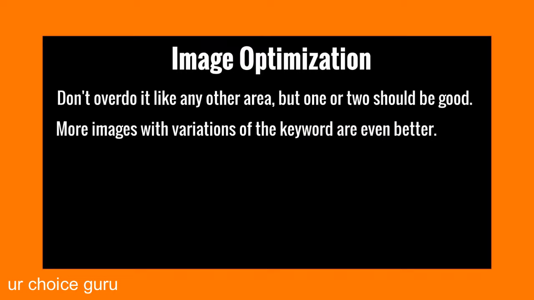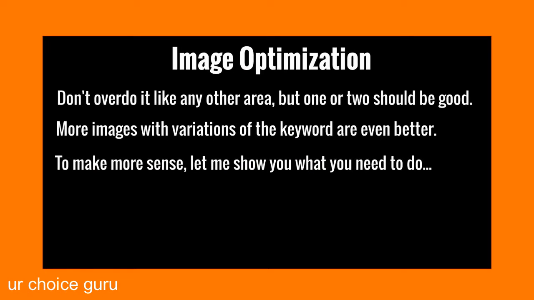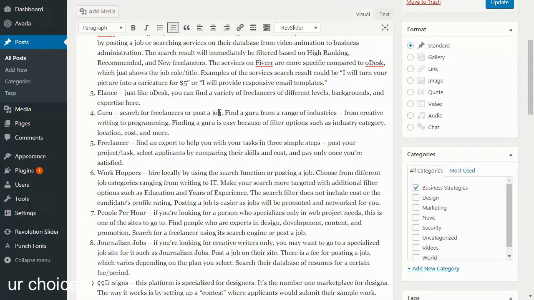So if we are focusing specifically on red shoes as the post, maybe a specific brand name of shoes, you might want to put the brand name. Might want to put like the brand name plus red shoes. You might want to put shoes red or red, something that's a synonym of shoes. So to make more sense, let me show you what you need to do, and I'll give you some more tips along the way. Okay, so adding images and making them search engine friendly is actually very easy to do.